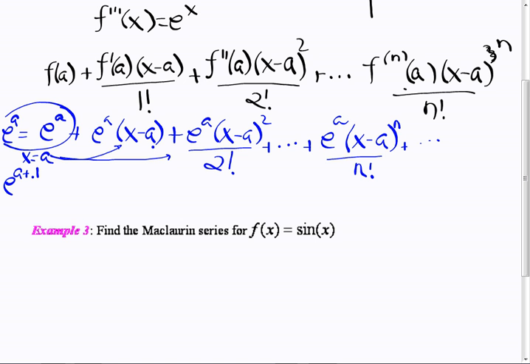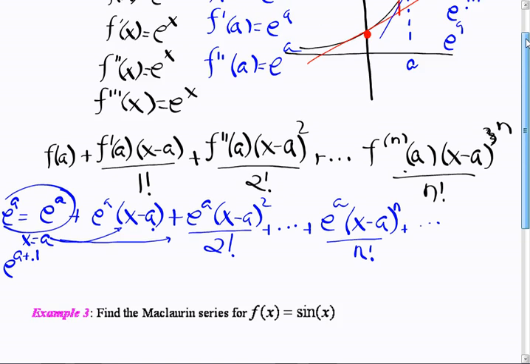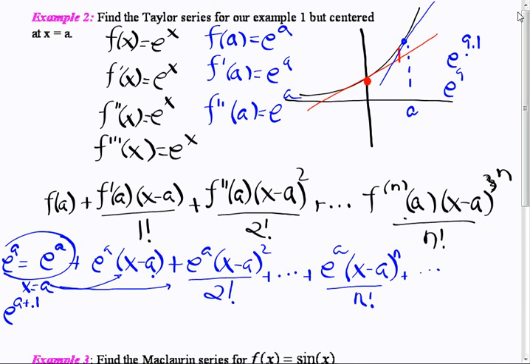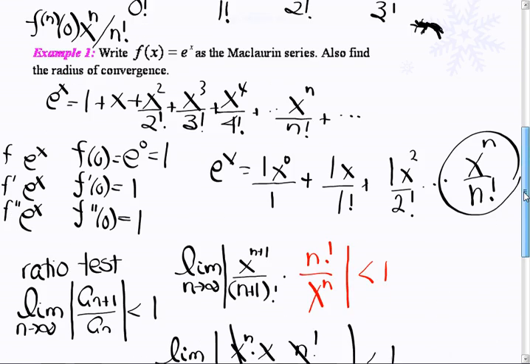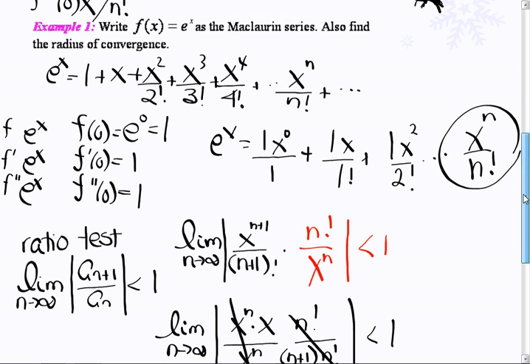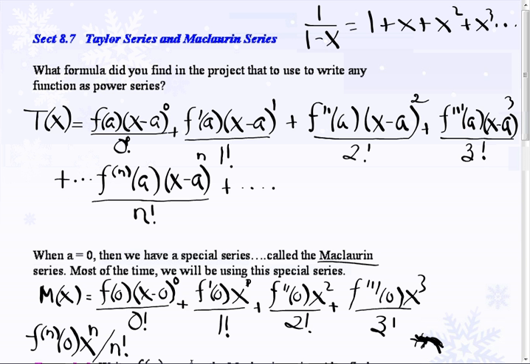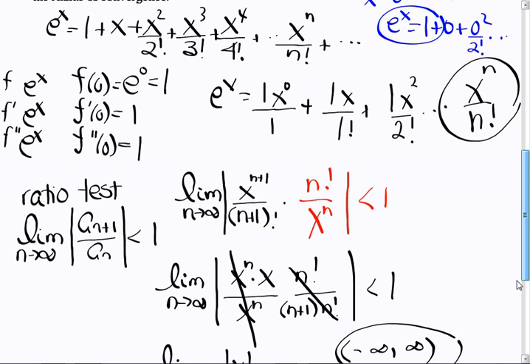What about e to the x at 0? Let's look at e to the x at 0. What's e to the x at 0? E to the x at 0 is 1 plus 0 plus 0 squared over 2. And we knew it was 1, right? At x equals 0.